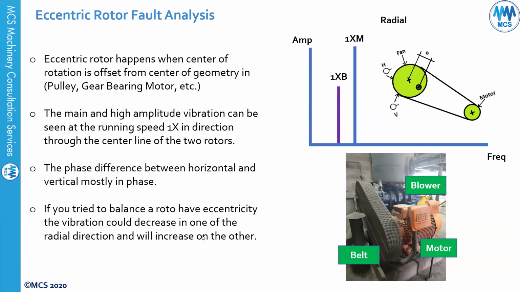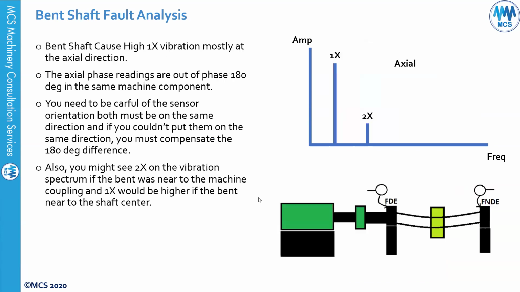If you try to balance a rotor that has eccentricity, the vibration could decrease in one of the radial directions and increase in the other one. So normally you have an eccentric rotor or eccentric pulleys. You will see it in belt-driven machines.